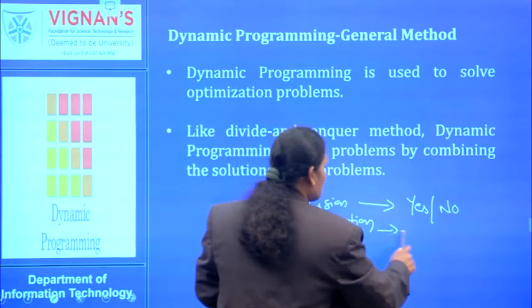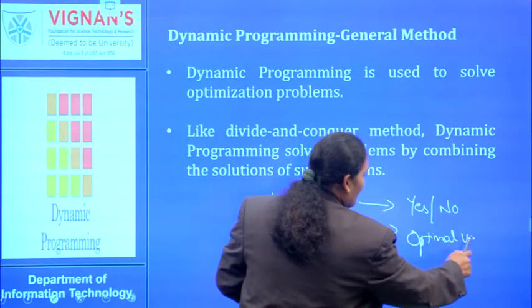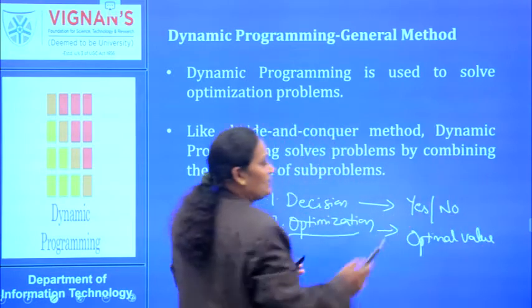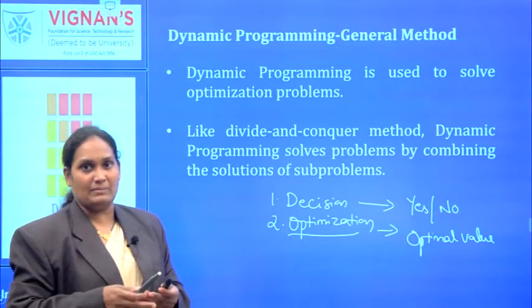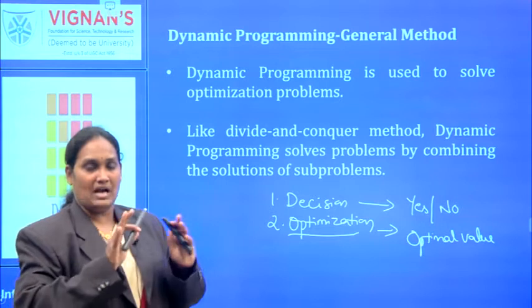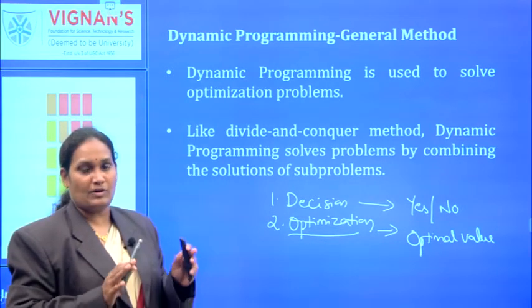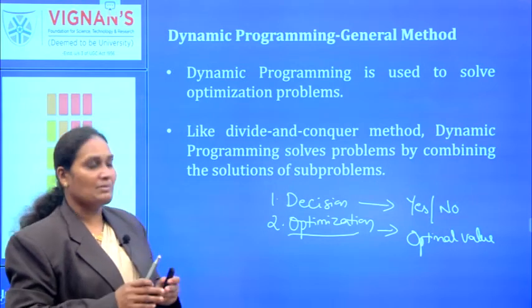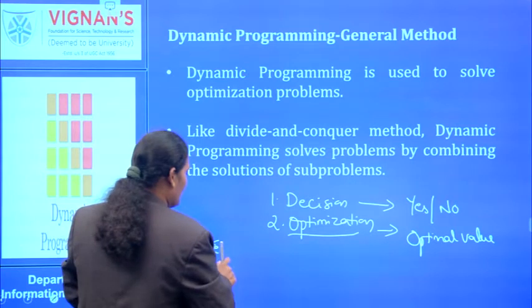Optimization problems are the problems which return some optimal value as the solution. That optimal value may be an integer or a real value or something else. Some optimal value is returned as the solution. Those types of problems are called optimization problems. Now coming to an example of decision problems.